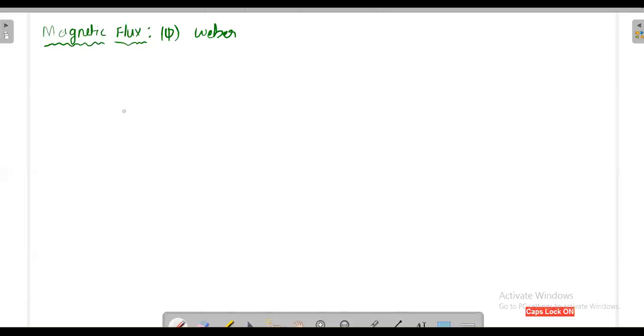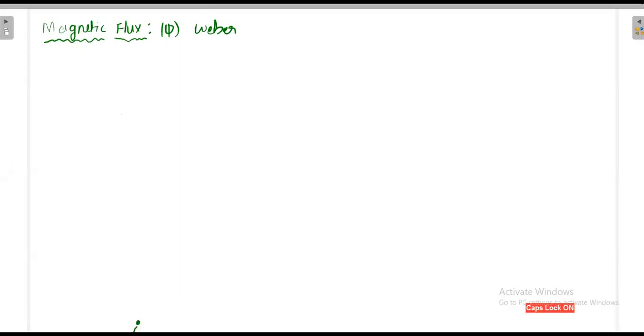Whenever you have a magnet, it will have both north and south pole. Inside the magnet, the magnetic field will be from south to north. Outside the magnet, the field will be from north to south.